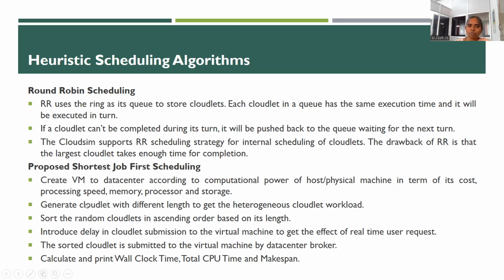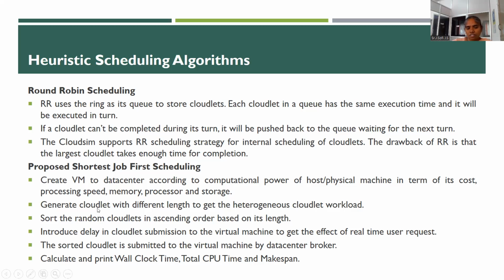So in our proposed method, we are using the shortest job first scheduling algorithm. First, we have to create virtual machines in the data center according to their computational power. We consider factors like cost, processing speed, memory, number of processors we are using, and the storage capacity. Then we create a number of virtual machines in the data center. We also need to decide whether we are going to use one data center or multiple data centers.